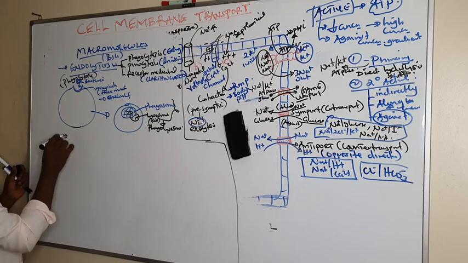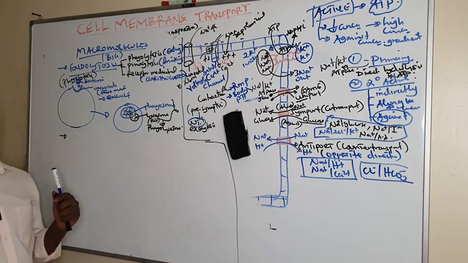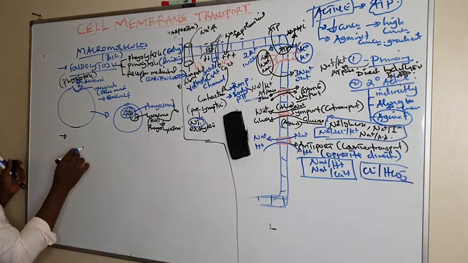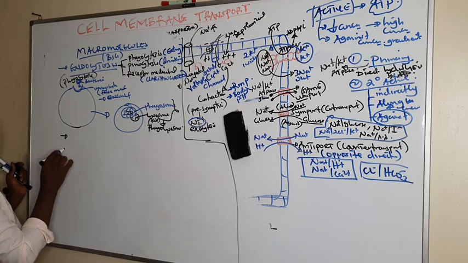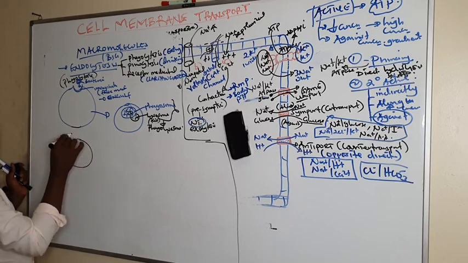So another type of endocytosis is pinocytosis, which I want to take together with the receptor-mediated. If I have a cell here, under pinocytosis, we are going to see it is cell drinking.